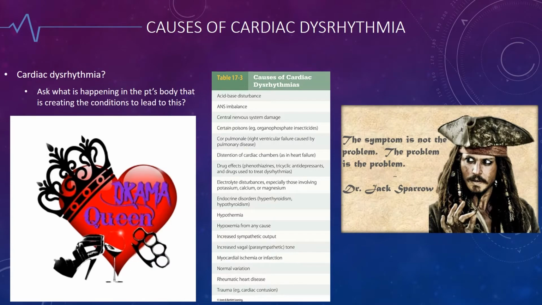Okay. Causes of cardiac dysrhythmia are many. Anything that causes an imbalance in the heart's electrical flow of these sodium, potassium, calcium ions can cause a cardiac dysrhythmia. Here's a huge list of things you don't have to memorize that can cause it.